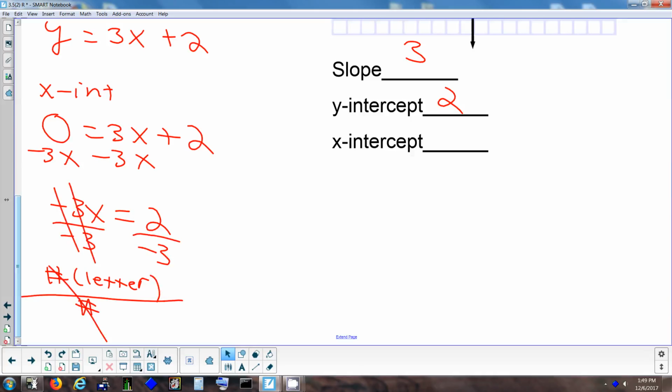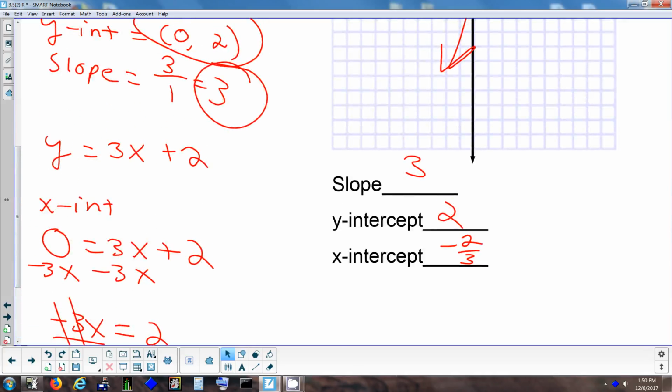So what did we get for an x-intercept? 2 over negative 3, which is negative 2/3. You can write it either way.